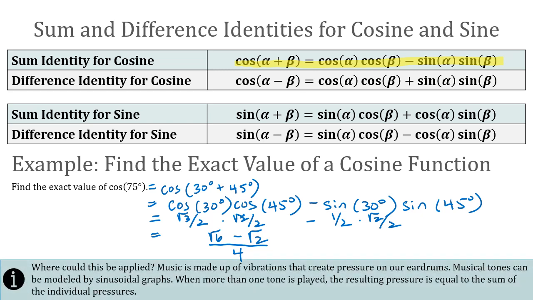Now, you might be wondering, where would I use something like this? Well, music is made up of vibrations that create pressure on our eardrums. Musical tones can be modeled by sinusoidal graphs. When more than one tone is played, the resulting pressure is equal to the sum of the individual pressures. So we're talking about the sum of two sinusoidal functions. And we'll take a look at an example of something like this a little bit later.